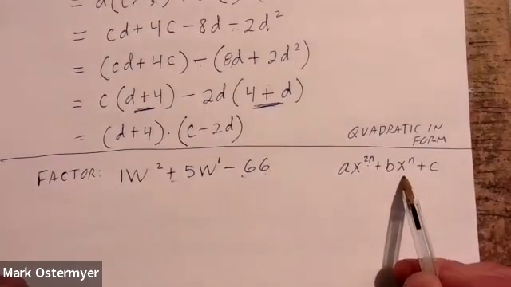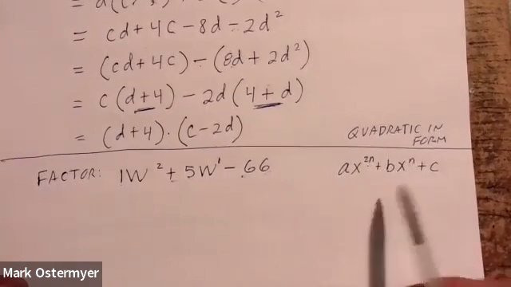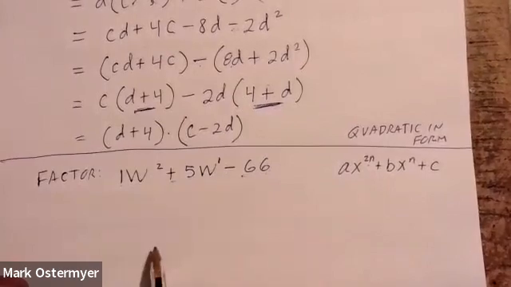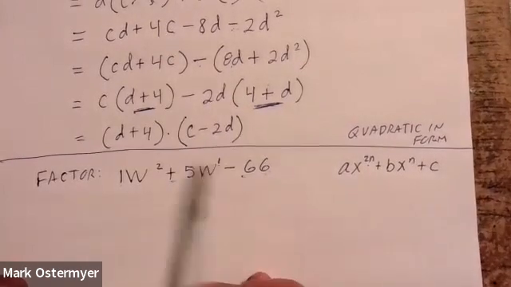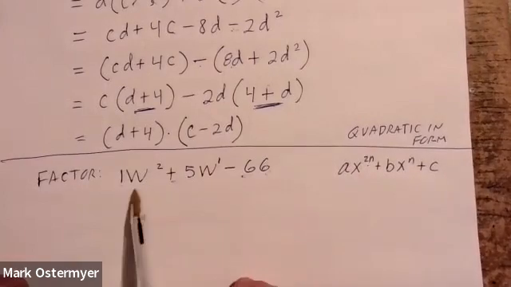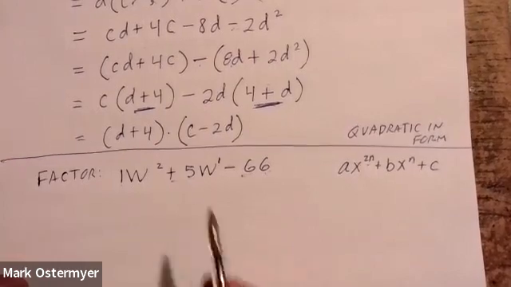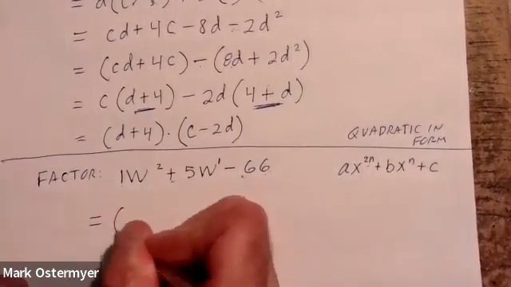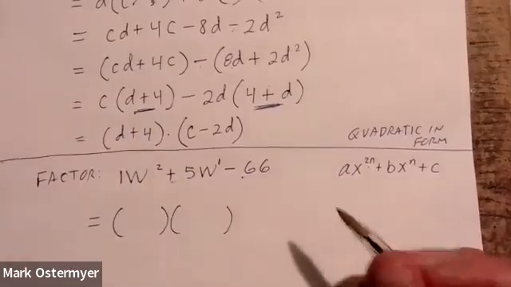Now, if trinomials are factorable into the product of two binomials, they have to be quadratic in form. Is this trinomial quadratic in form? Is this degree twice the degree of the middle term? And the answer is yes. So if this trinomial factors, it will factor into the product of two binomials. Now, the question is, can it be factored? And how do we find those two binomial factors?